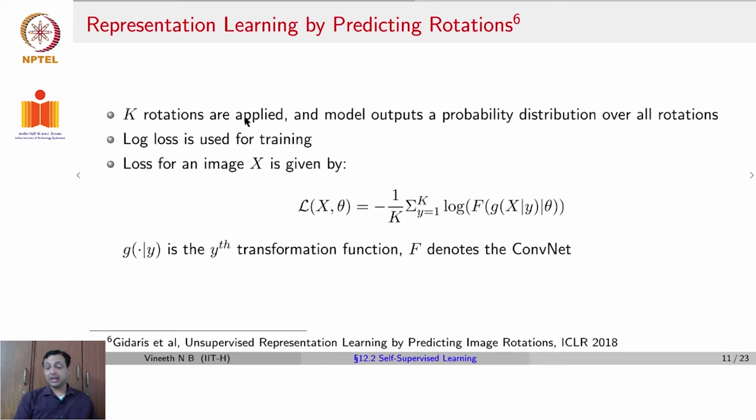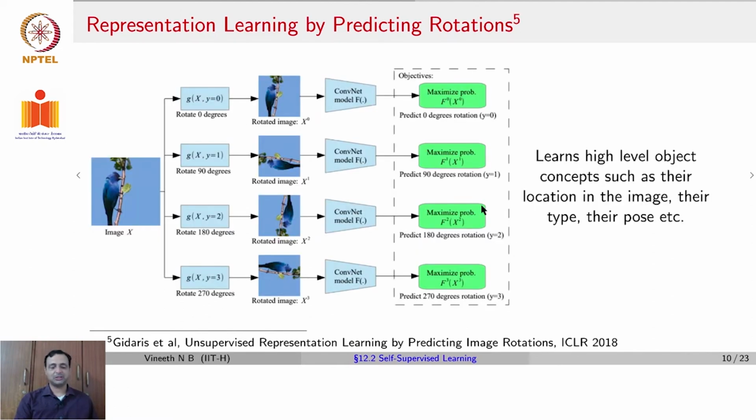So K rotations are applied and the model outputs a probability distribution over all rotations. Log loss is used for training, your standard cross-entropy loss over the set of rotation categories that you have as outputs is the loss that's used for training. In this particular loss, G is the transformation function, which is our rotation, and F denotes the CNN that's given in this particular picture.